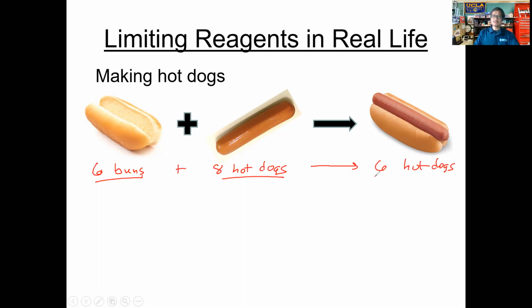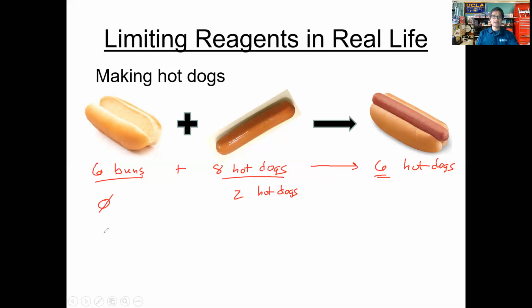Okay, and so if you have 6 here, you use up all this. You're not going to have any buns left over. But you will have 2 hot dogs left over. And so what do you have to do? You need to go out. You don't want to waste anything, so you go out and you buy another package of buns.